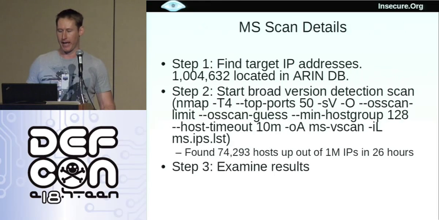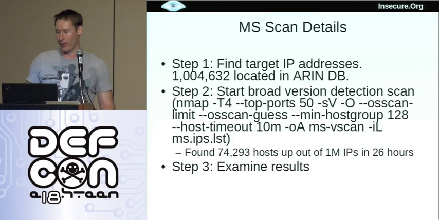So I designed a scan. Step one was finding the target IP addresses allocated to Microsoft. And I used typical things, like looking up the ARIN database to find allocations. And eventually I found more than 1 million of them and decided to scan them all.